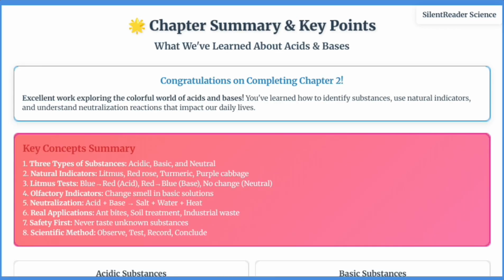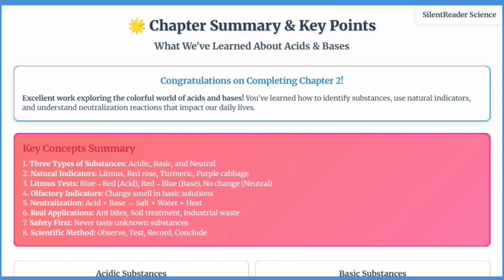Congratulations on completing Chapter 2. You've learned to identify acidic, basic, and neutral substances using natural indicators like litmus, red rose, and turmeric. You understand neutralization reactions and their real-life applications from treating ant bites to managing industrial waste.